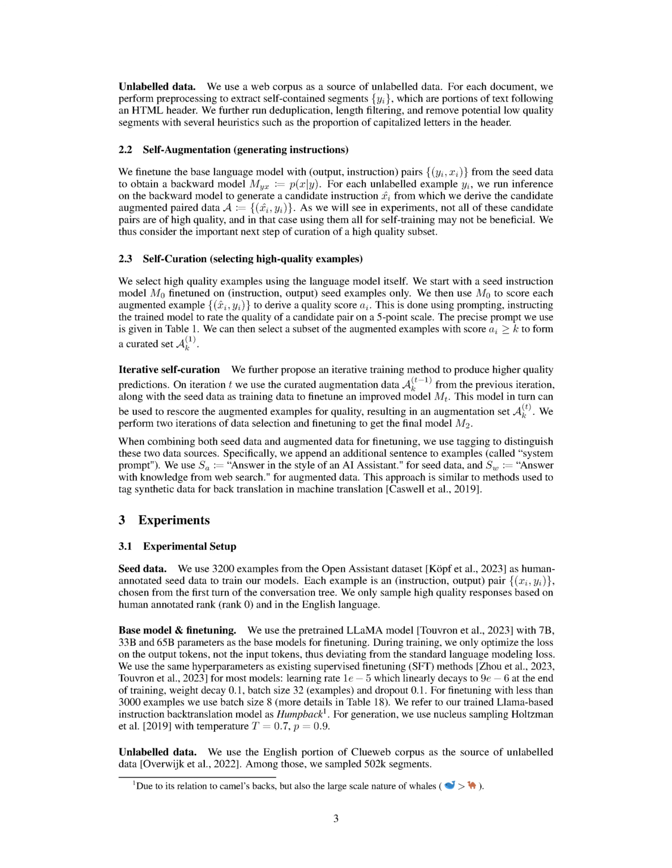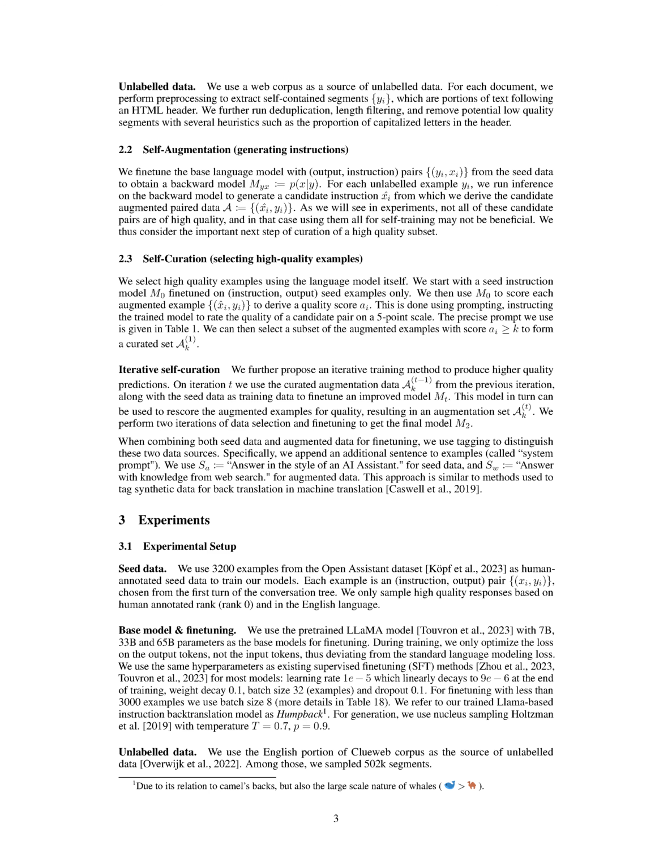However, not all of these pairs are high quality, and using them all for self-training might not be beneficial. So, we need to curate a subset of high-quality pairs. This is where the self-curation process comes in. We select the best examples using the language model itself. We start with a seed instruction model, m_0, that's been refined using only the seed examples. We then use m_0 to assign a quality score to each augmented example. This is done by asking the trained model to rate the quality of a candidate pair on a scale of 1 to 5. We can then select a subset of the augmented examples with a score equal to or greater than a certain threshold, k, to form a curated set.